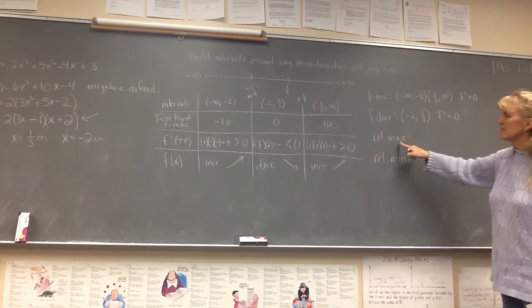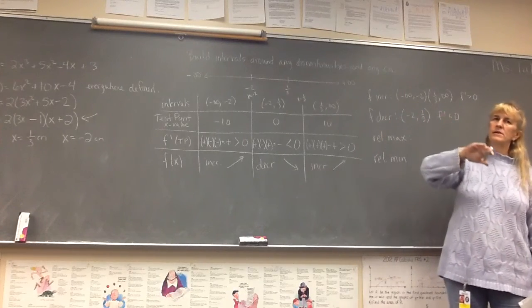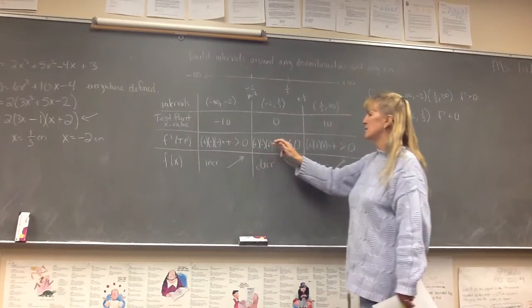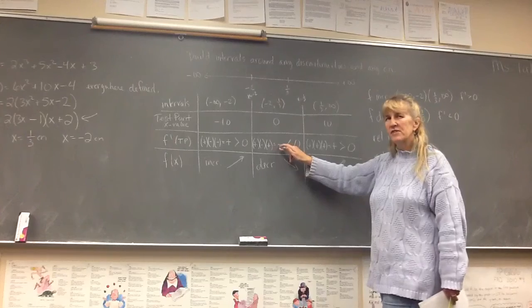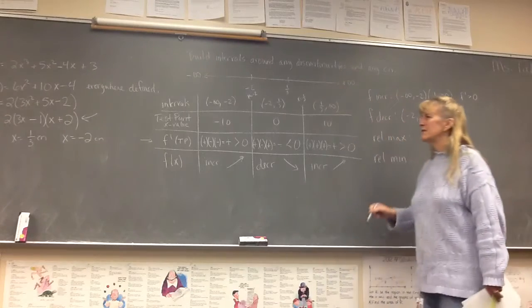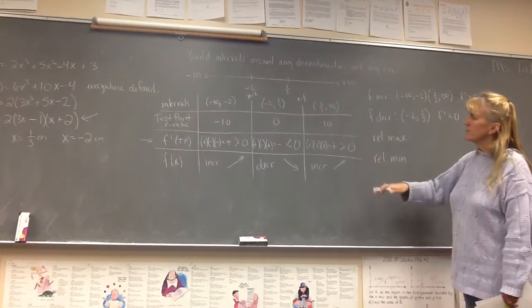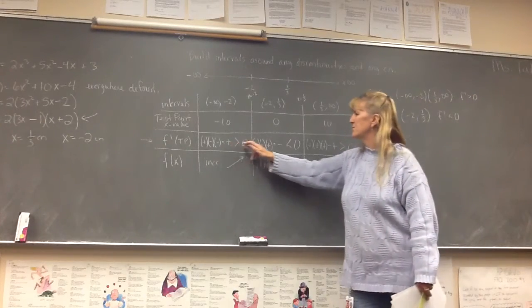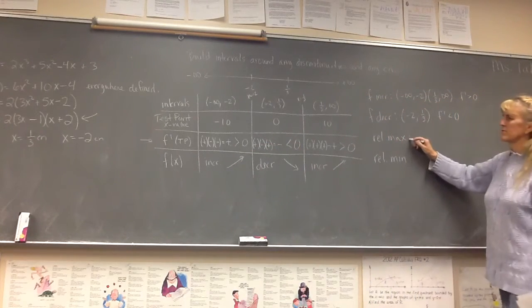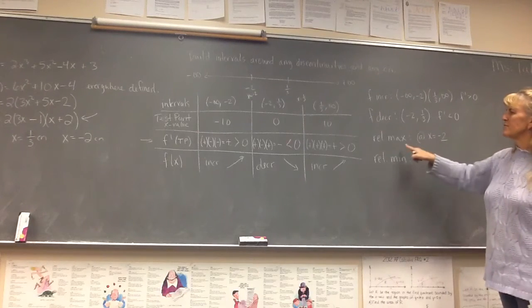What do we have? A relative max is going to occur when the function switches from increasing to decreasing, or when the first derivative changes from positive to negative. That's what our first derivative test says. We can use the first derivative to decide whether or not we have any relative max, relative min, or neither. Well, the first derivative changes sign from positive to negative, which means I'm going to have a relative max right there, at x equals -2.